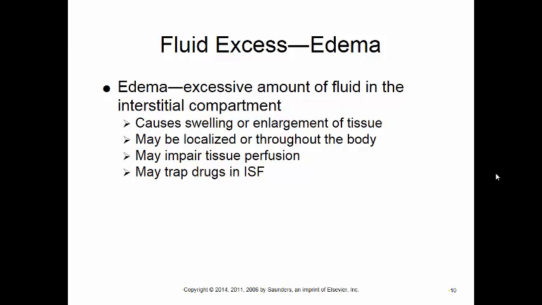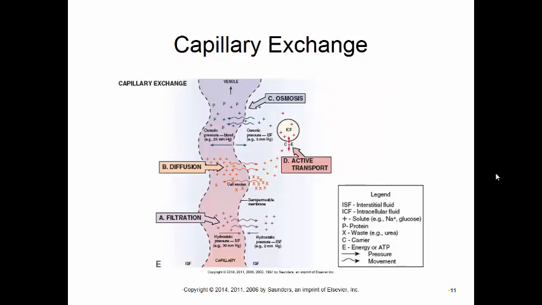And that systemic edema is primarily going to cause puffiness all throughout the body, and it usually shows a lot of weight gain, rapid weight gain. Typically, edema impairs tissue perfusion because the fluid does not circulate through the tissue because the pressure is so high in there, and it's also not going to allow the waste products to go in and out, so problems occur. It can also trap drugs in the interstitial fluid for a long term.